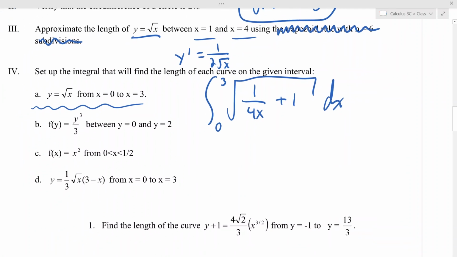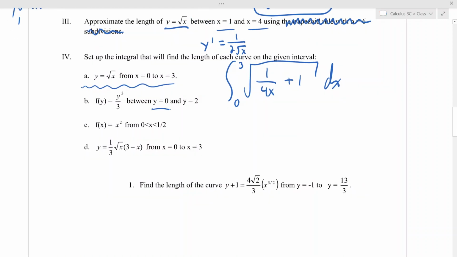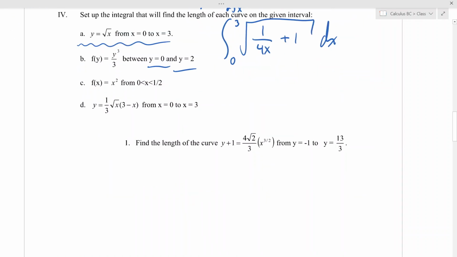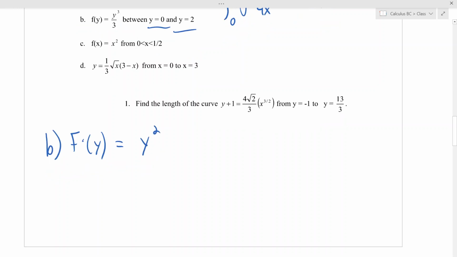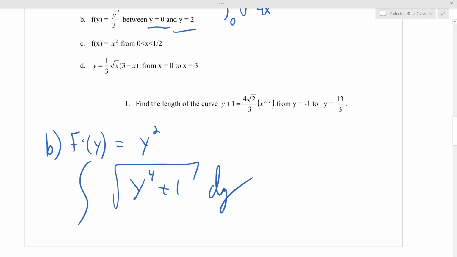B, I put some y's in there to make it look a little scary, but it's really just the same thing, because I'm giving you the y values that I want you to find the length of. So B of this is going to be the derivative, which is f prime of y equals y squared. We're going to square that, so we get the integral from 0 to 2 of the square root of y to the 4th plus 1 dy. That's it. You're done.